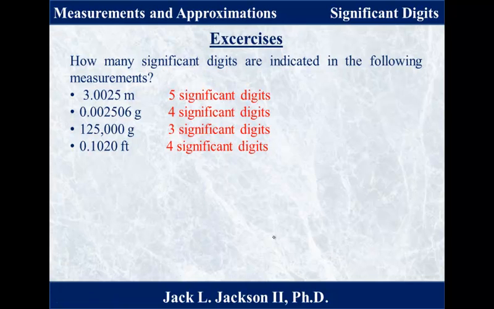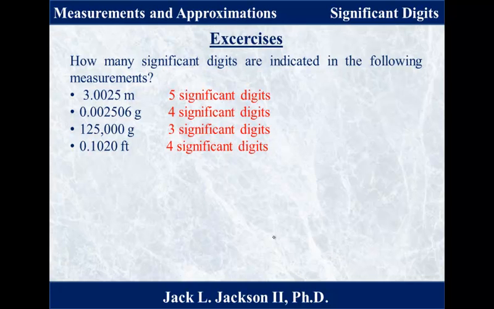Okay. On the first one here, 3.0025, the 3 non-zero digits, 3, 2, and 5 are significant. The 2 zeros are between significant digits, so they're significant as well. So all 5 digits are significant. And the next one, the first significant digit is the 2. So the first 3 zeros are insignificant. So the 2, 5, and 6 are significant. The zero between is also significant. That's a total of 4.